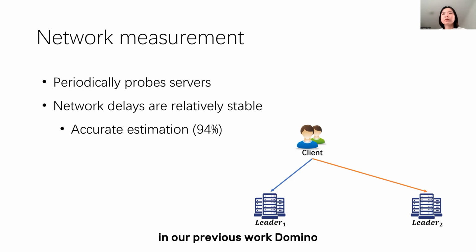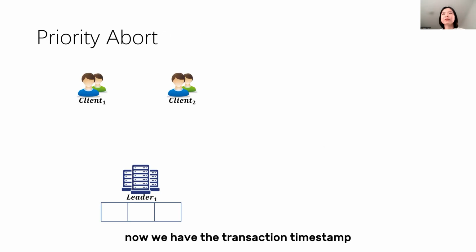In our previous work, Domino, we did an experiment on Azure showing that the network delays are relatively stable so that we can have accurate estimates. In the experiment, we found that the accurate prediction rate is about 94%. Now we have the transaction timestamp. Let's see how to use this timestamp to provide the prioritization.